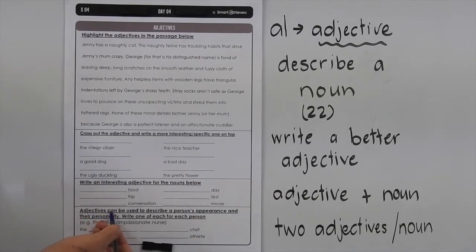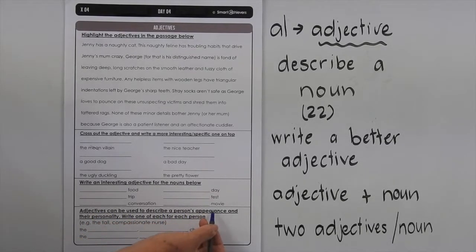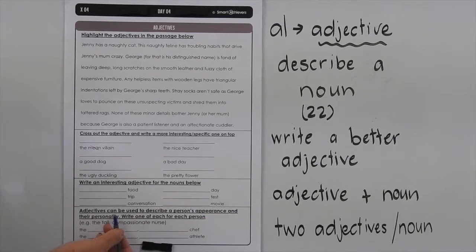So adjectives can be used to describe a person's appearance and their personality. Write 1 of each for each person. So 1 for their appearance and 1 for their personality. So commonly a nurse would be maybe tall, but they would be compassionate. So 2 adjectives to describe a chef and 2 adjectives to describe an athlete.